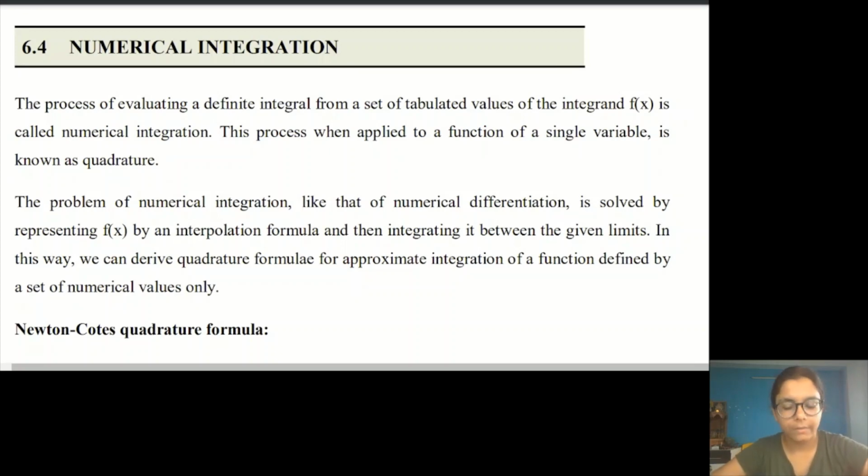Everyone. For the last video, we talked about Lagrange's interpolation formula. For this video, we're going to talk about numerical integration. Now, what exactly is numerical integration?